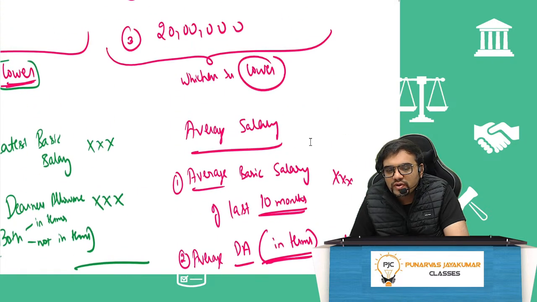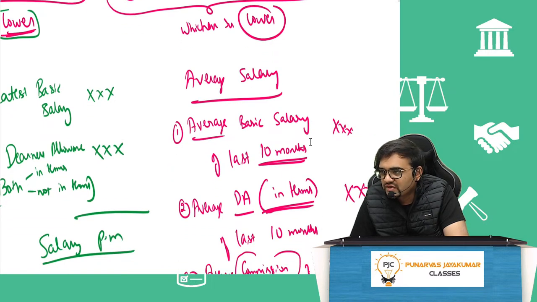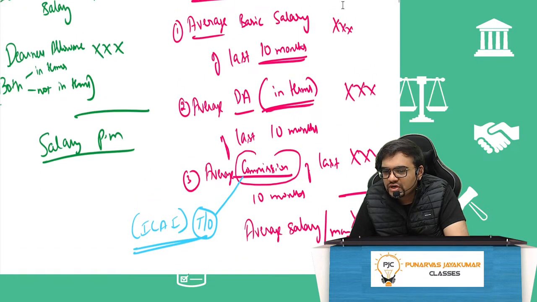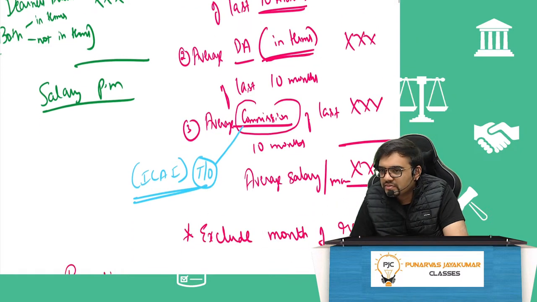In a POGA employee, it is the latest basic salary, what he was earning at the time of retirement. Here it is the average basic salary of the last 10 months. How will I compute the average? I will take the basic salary of the last 10 months, then the DA of the last 10 months, then the commission of the last 10 months. Divide everything by 10, and only then will I get the average salary per month.